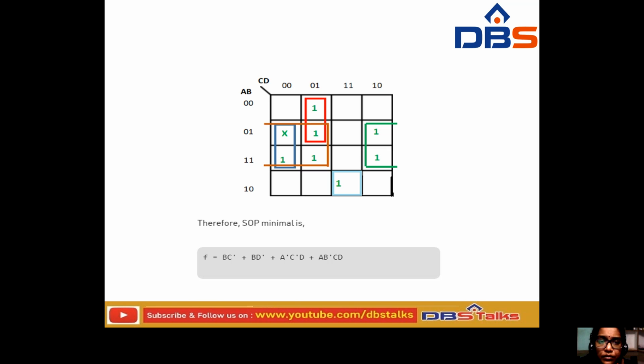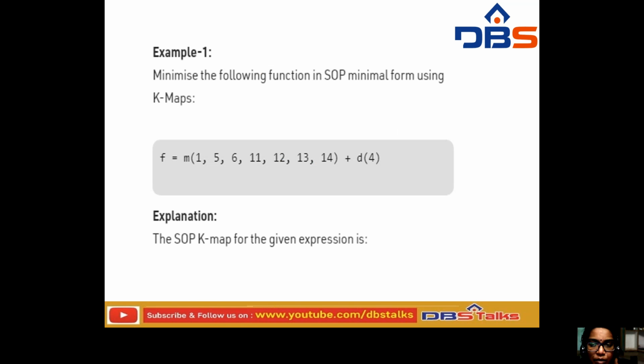If you observe, by taking this cell as a don't care cell, we are considering this entire group. By considering this entire group, we will get like this. The final expression that we will get is BC dash plus BD dash plus A dash C dash D plus AB dash CD. This is the final expression that we are going to get in this example of the don't care condition.